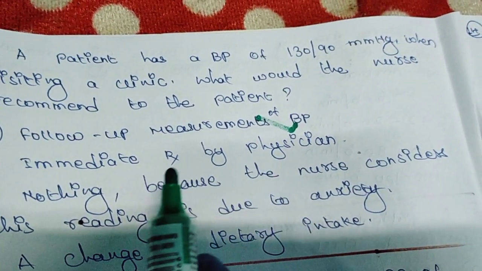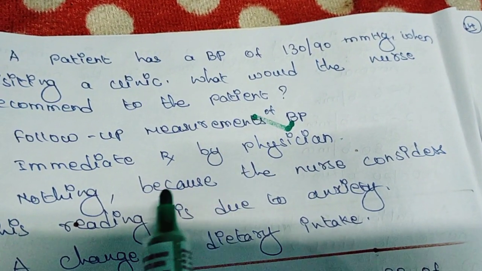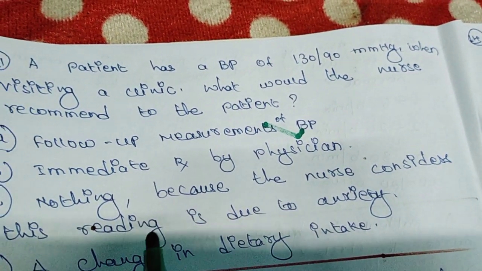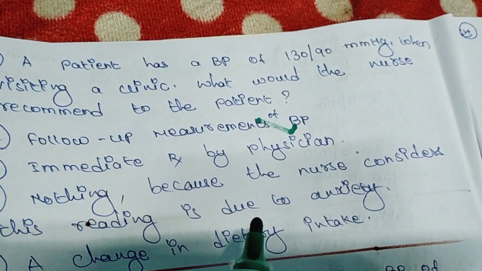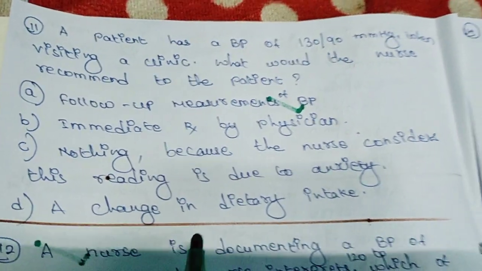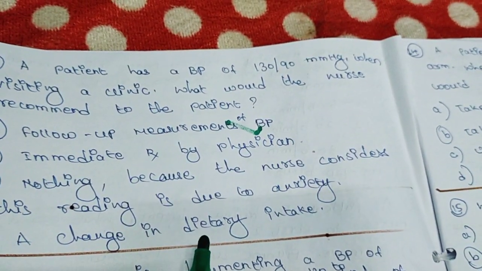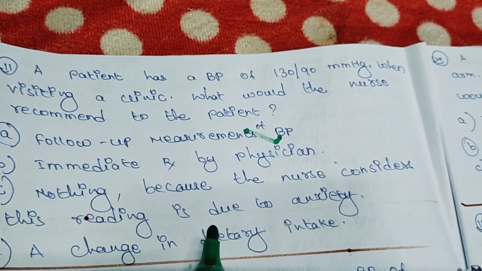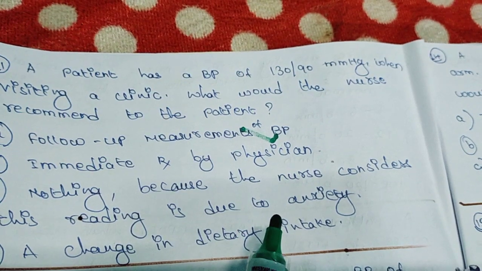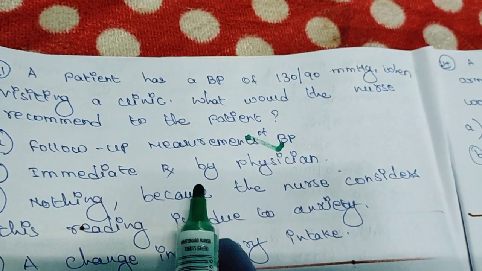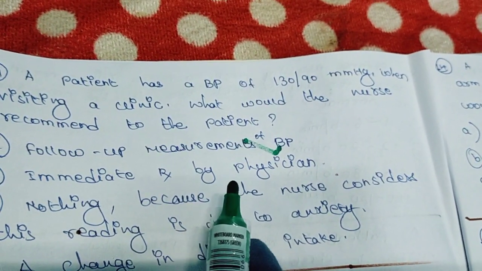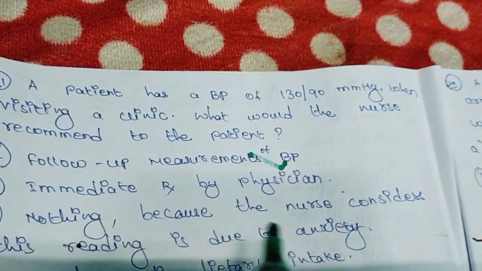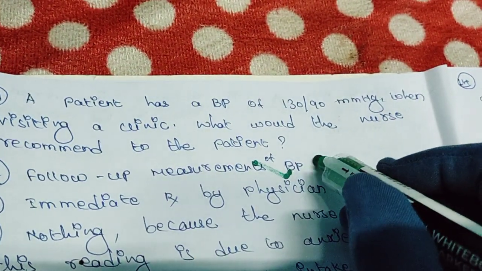Follow-up measurements of BP or immediate treatment by the physician? Nothing, because the nurse considers this reading to be due to anxiety or a change in dietary intake? A change in dietary intake, no, it is not going to be helpful. Due to anxiety, no. If it is due to anxiety, it can be more than that also. Immediate treatment, no, it is not that high that it requires immediate treatment. Then the right answer is follow-up measurements of the BP.